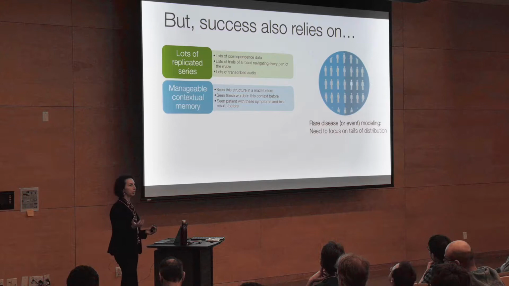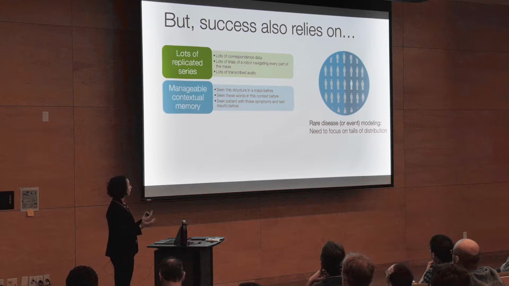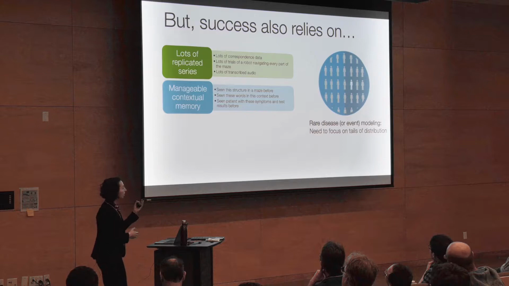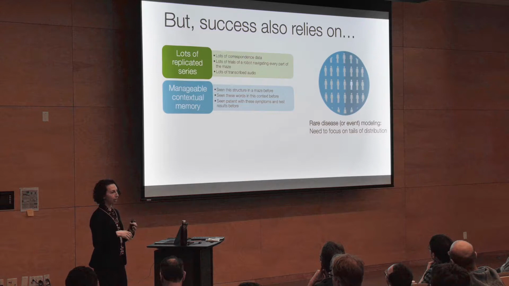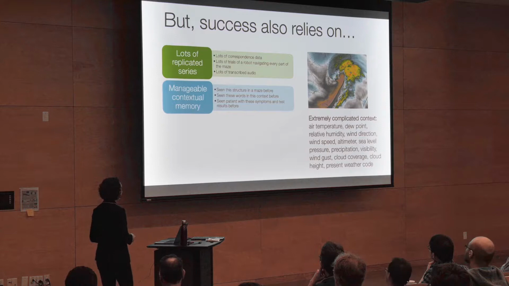So for example, in our massive data set, it's very likely that we've seen a similar structure in a maze before, or we've seen these types of words used in this context before, or we've seen a patient with these types of test results before for common illnesses. But of course, again, this is not generically the case.